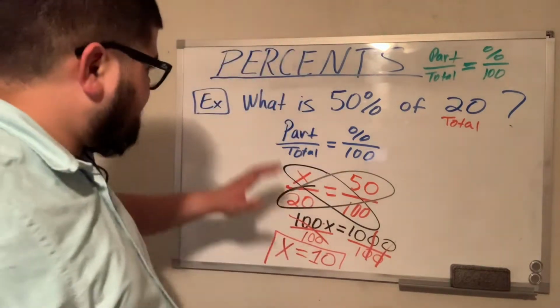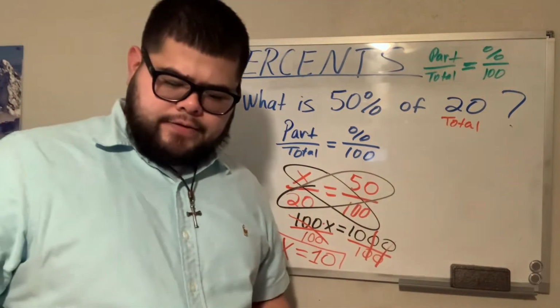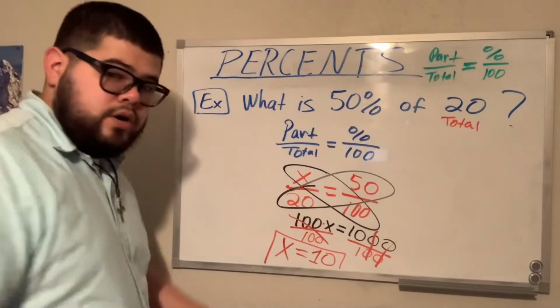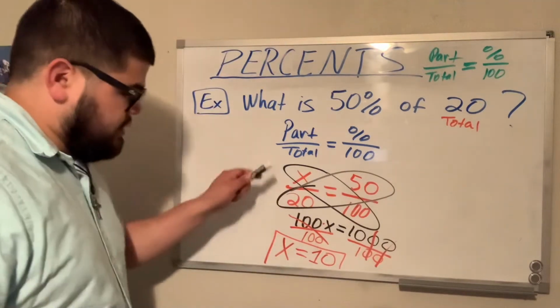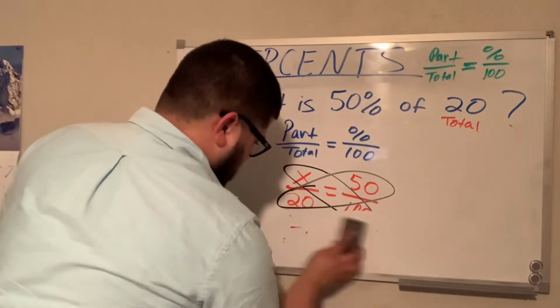We already went through an example of finding the part. Now we're going to go through an example of finding the total, okay? I'm going to go ahead and erase this from part 6. This was from part 6. We are on part 7, okay? All right.